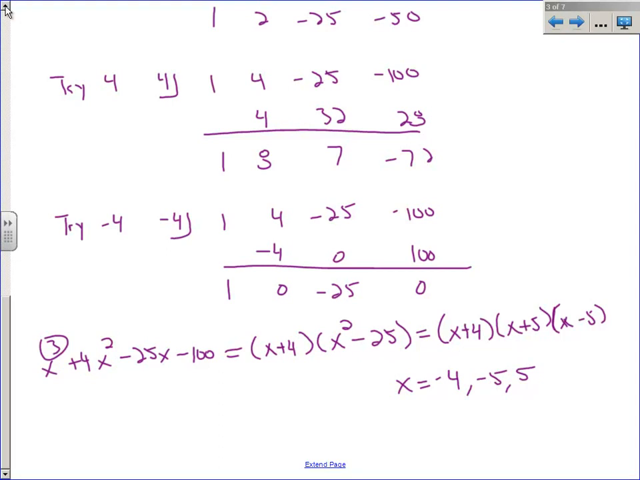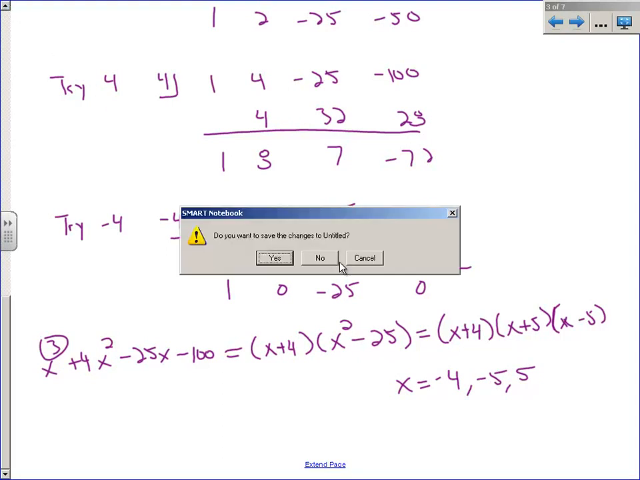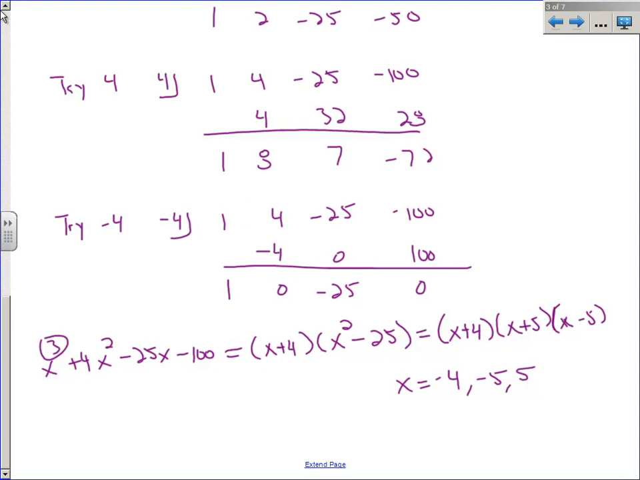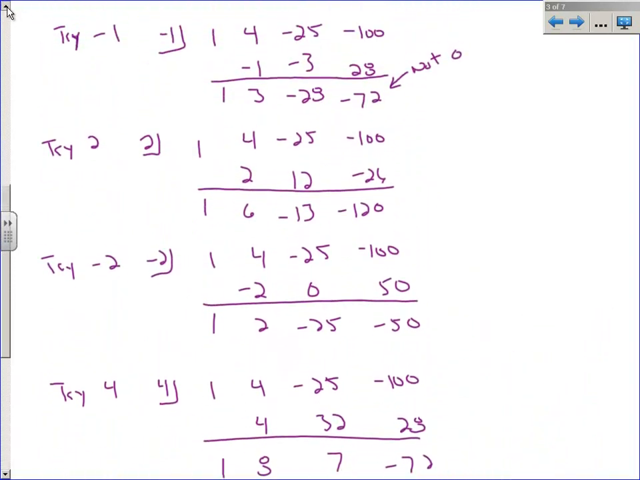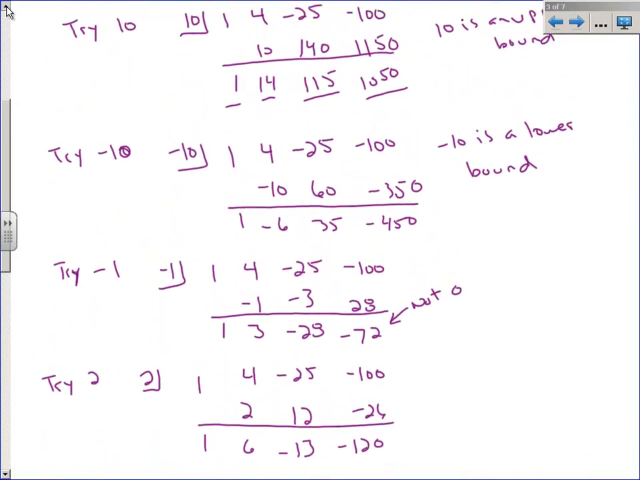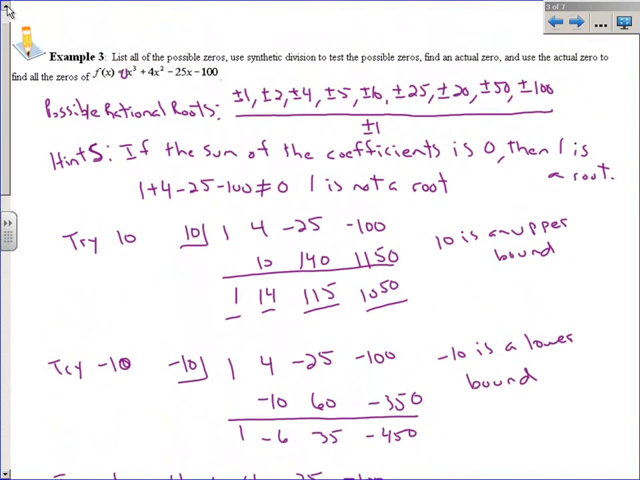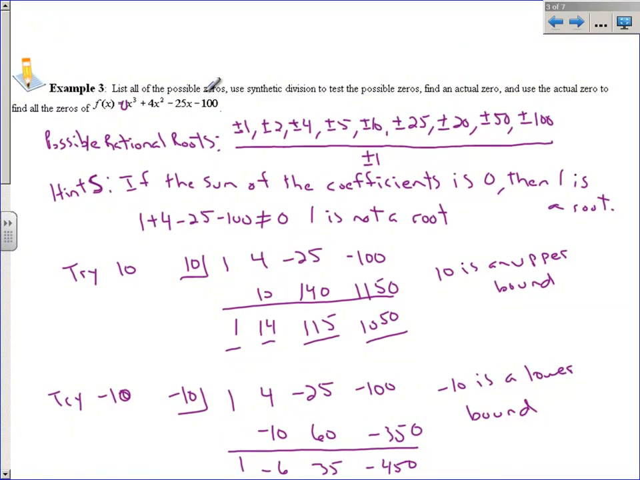Let's see if we answered our question up here. Oh, whoa, whoa, whoa, cancel. Don't leave me. All right, let's see if we go all the way up here. We practiced a bunch of synthetic division, and I did that on purpose. Okay, we listed all the possible zeros right there. We used synthetic division to test them. We found an actual 0, and we used that to find all the zeros.